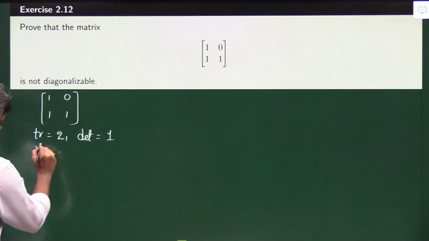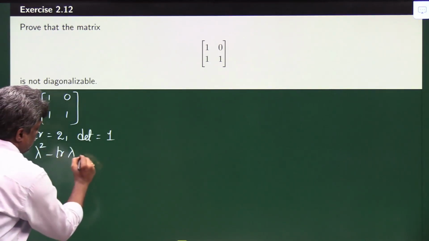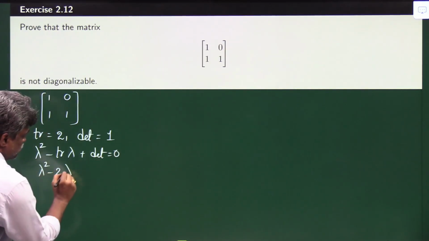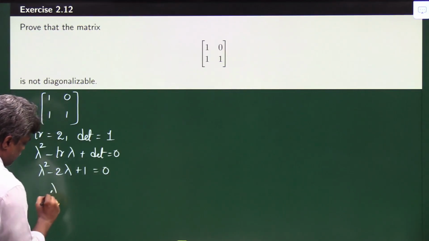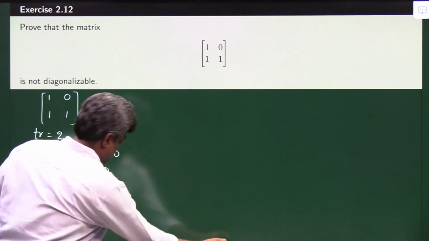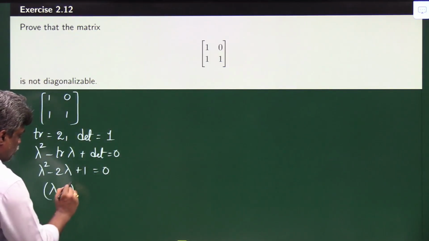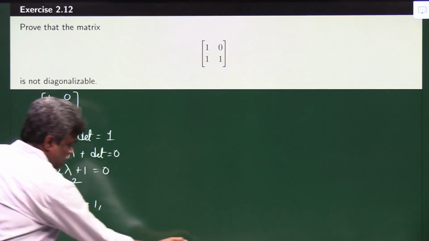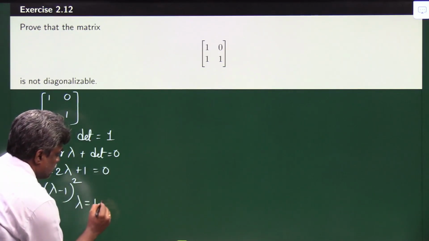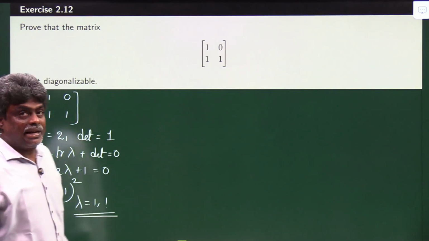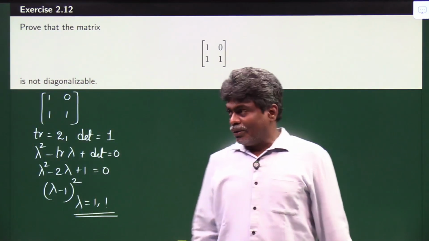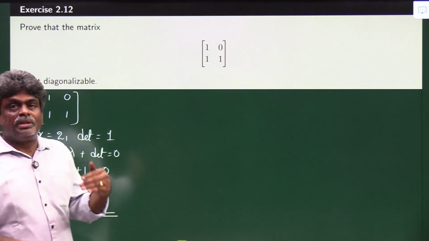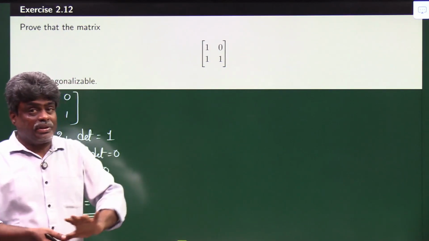So if you take the secular equation, lambda squared minus trace times lambda plus determinant equal to 0, this is lambda squared minus 2 lambda plus 1 equal to 0. We can write this as lambda minus 1 whole squared. So that means here we got lambda equal to 1, 1. These are degenerate eigenvalues. Now, how to check whether these same eigenvalues will give you the same eigenvectors or different eigenvectors?